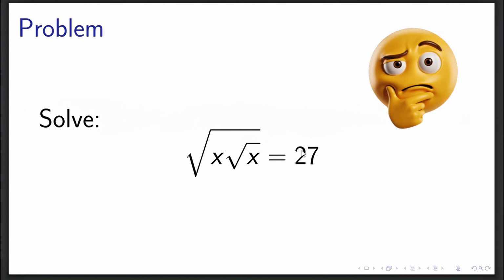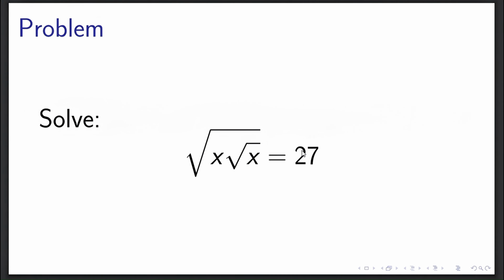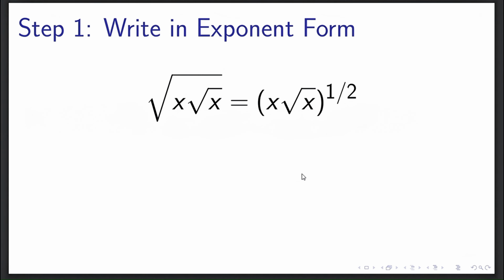Today we have a problem, and the problem is root of x multiplied by root of x will be equal to 27. We need to solve this problem. Let's start this problem. So first of all, I'm going to write in exponent form.